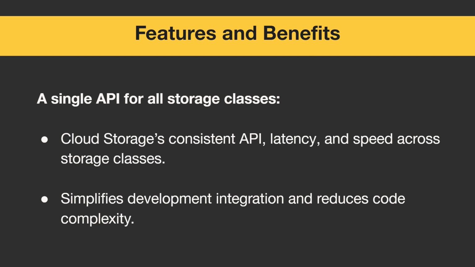Let's discuss the features and benefits. So the single API for our storage classes is Cloud Storage: consistency, API latency and speed across storage classes. These are the features and benefits. Whether you are using multi-regional, regional, nearline or coldline, the single API is connected with all the storage classes. It simplifies development integration and it reduces code complexity.